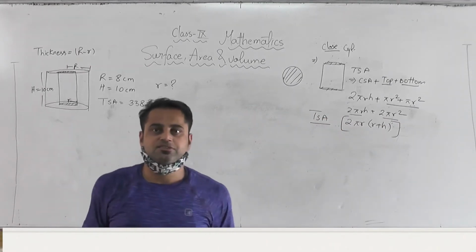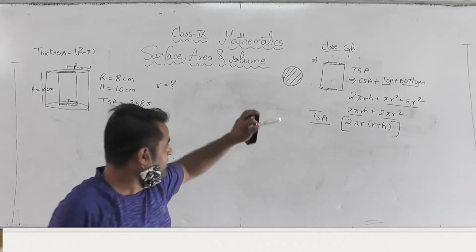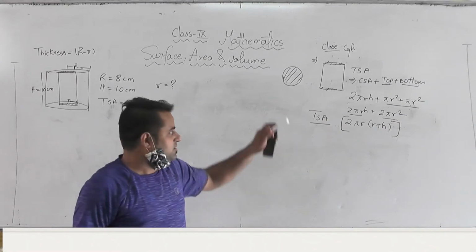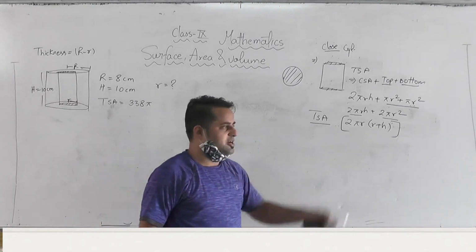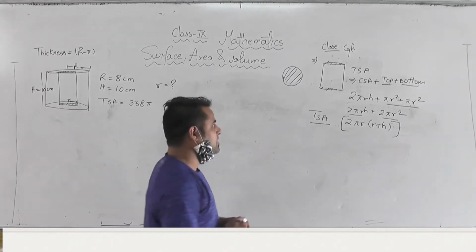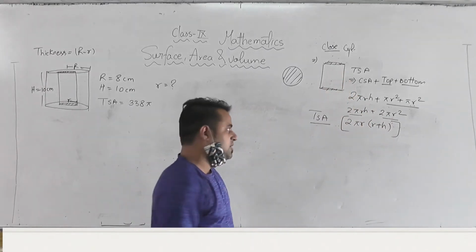In an open cylinder, the TSA is the same as the CSA because there is no top and bottom. But in a closed cylinder, if we add the top and bottom to find the TSA, it becomes 2πr(r + h), because of the 2πr², since both top and bottom are circular.